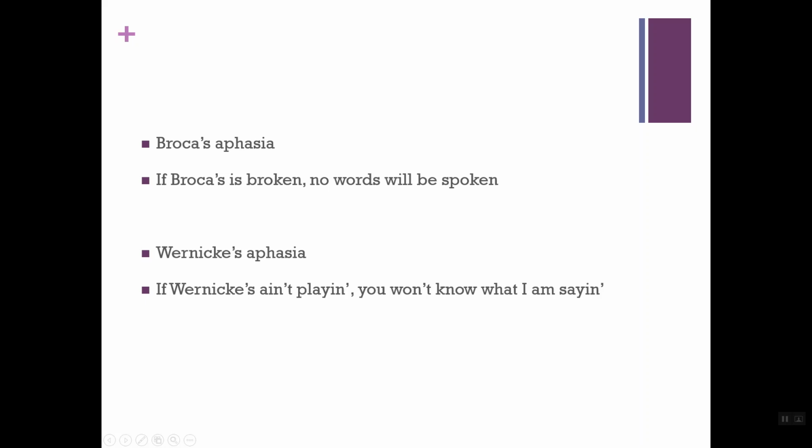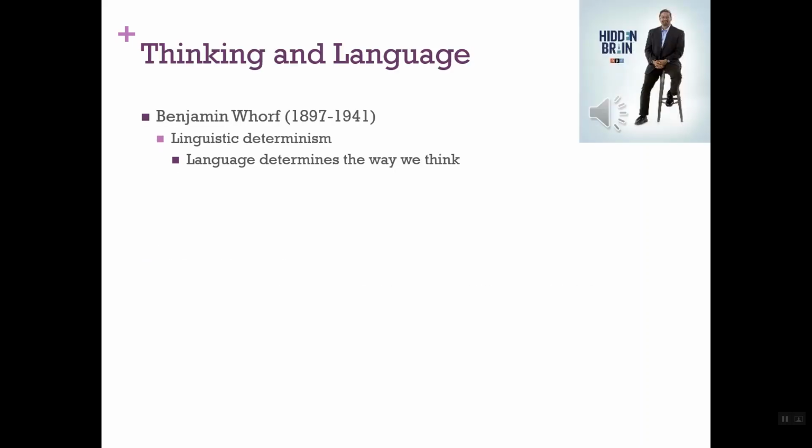So here are a couple of ways to remember for the test these different kinds of aphasias. Here's a rhyme that I found very helpful. If Broca's is broken, no words will be spoken. So language production is a problem. If Wernicke's ain't playing, you won't know what I am saying. So then it's about comprehension. The words come out, but it makes no sense.